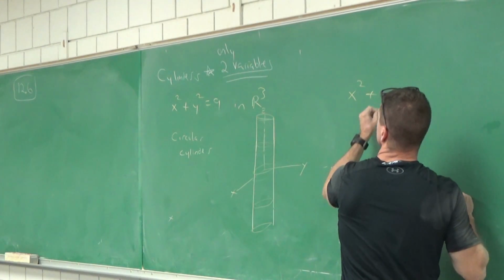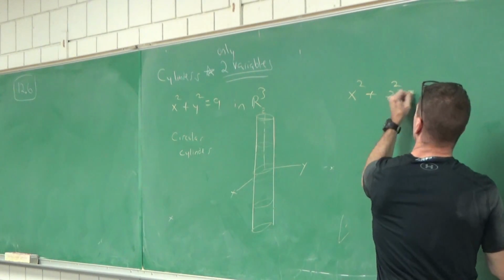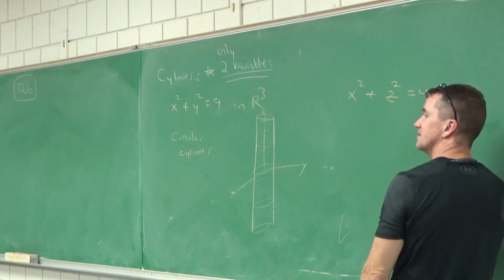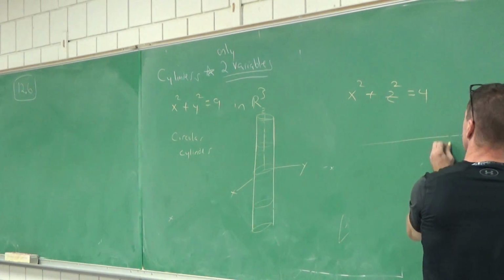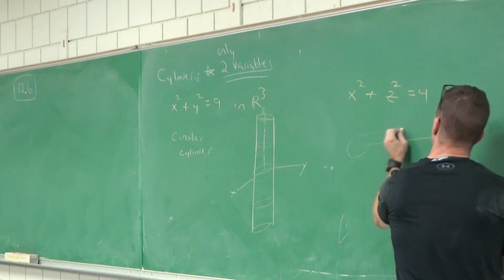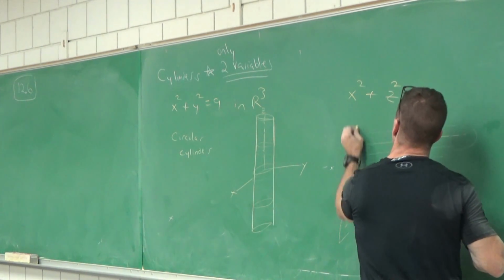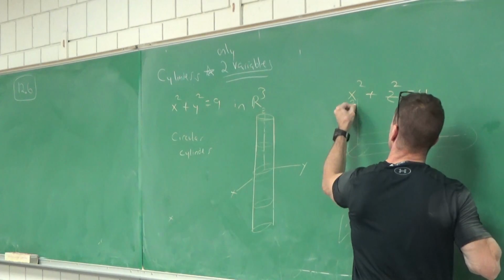So, how about this guy? x squared plus z squared equals 4. Which axis is it on? Y. And it's a circular cylinder, right? You can just draw that y-axis and be like, here, here, there it goes. X, Z, there's X.